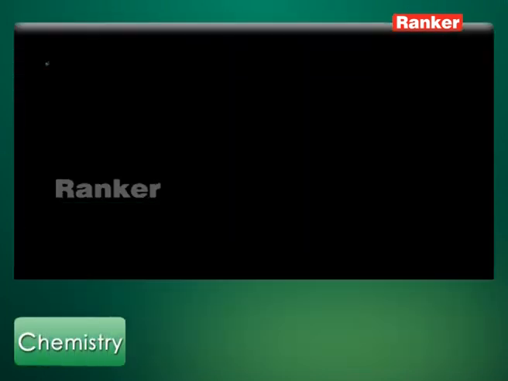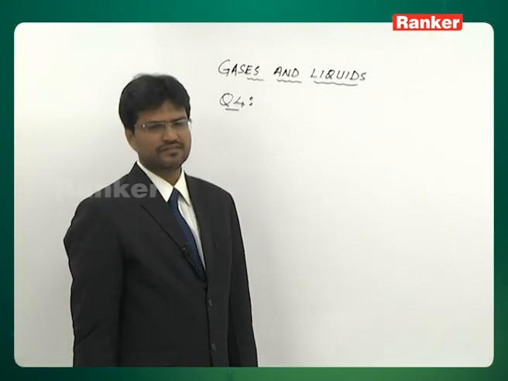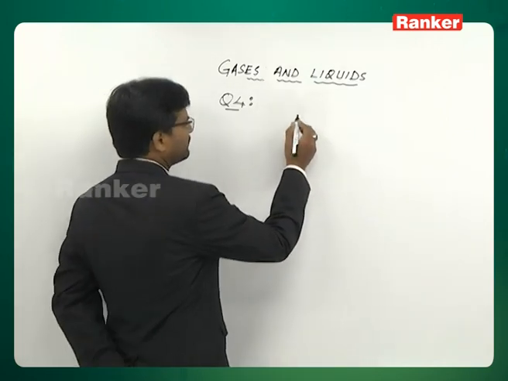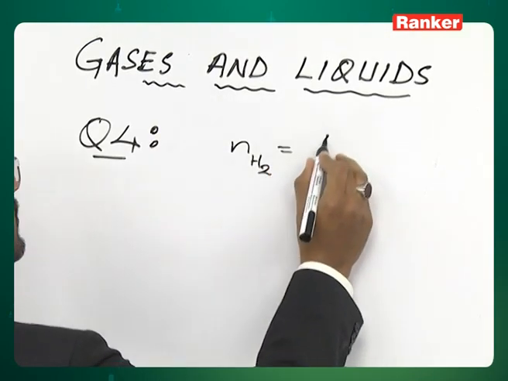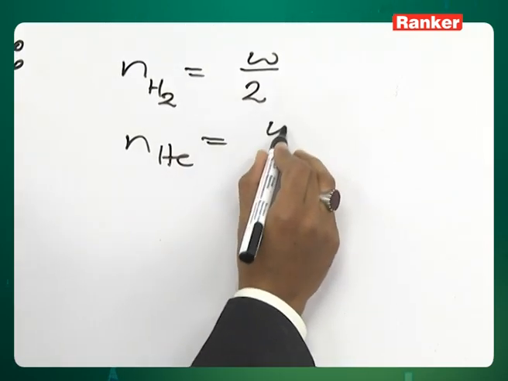Question number 4. In a mixture of equal weights of H2 and He gases at pressure of 6 atmospheres, the partial pressure of helium is. First option 3 atmospheres, second option 4 atmospheres, third option 2 atmospheres, and fourth option is 6 atmospheres. Let's try to calculate. You have equal weights of H2 and He gases. Let's assume that the weight of gases is W. So number of moles of H2 is W by 2 and number of moles of helium is W by 4.